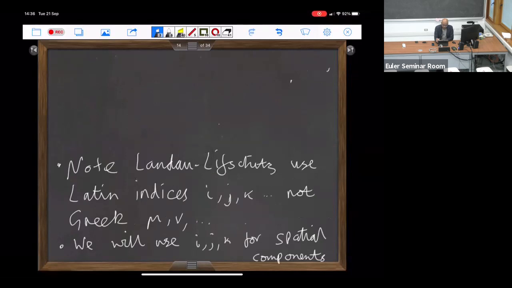Just a note, because I recommended Landau and Lifshitz for some of this stuff: they don't use Greek indices mu, nu, rho, sigma for their Lorentz labels, but they use Latin ones. Whereas the majority of texts use the Latin i, j, k, l, m for the spatial components of the vectors, and that's what we will do. But you can use any labeling system you like, as long as you're consistent.